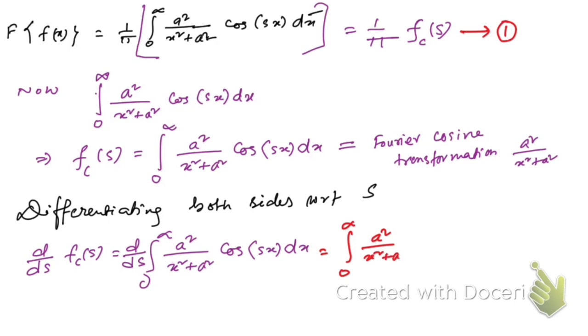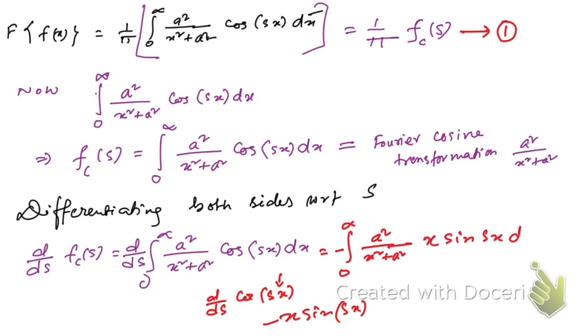Okay, so then what we're gonna have, integration from 0 to infinity a square by x square plus a square. If you differentiate with respect to s, cos sx, so here x should be taken as constant, and we're gonna write minus x sine sx, right? So here we're gonna have minus x into sine sx dx. That is what we're gonna have, right? So hope you have understood this.